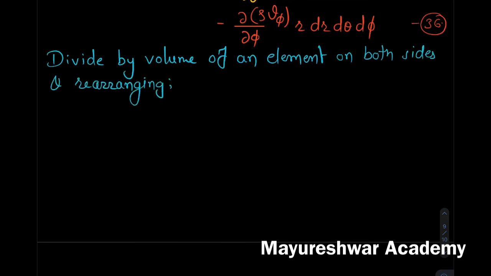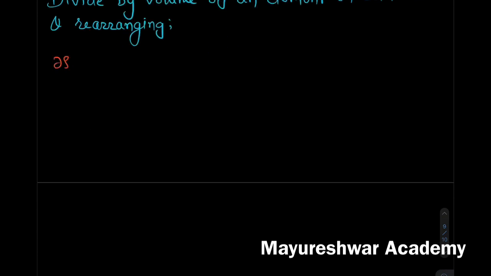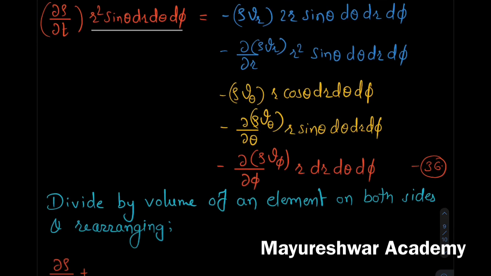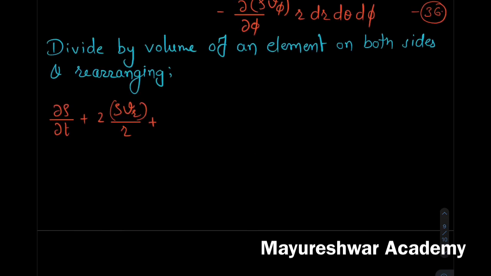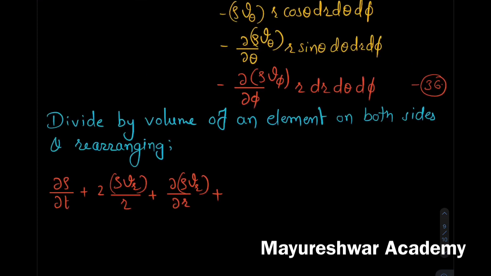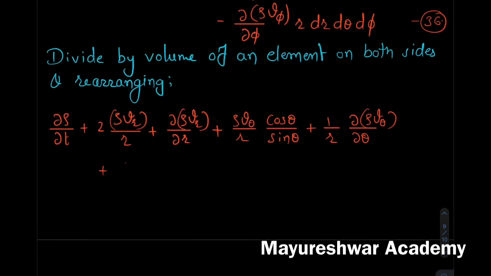So we can directly write d rho dt on the left side plus, so this term will be 2 times rho vr over r plus partial over partial r of rho vr, plus rho v theta divided by r into cos theta divided by sin theta, plus 1 over r times partial over partial theta of rho v theta, plus 1 over r sin theta into partial over partial phi of rho v phi is equal to 0.